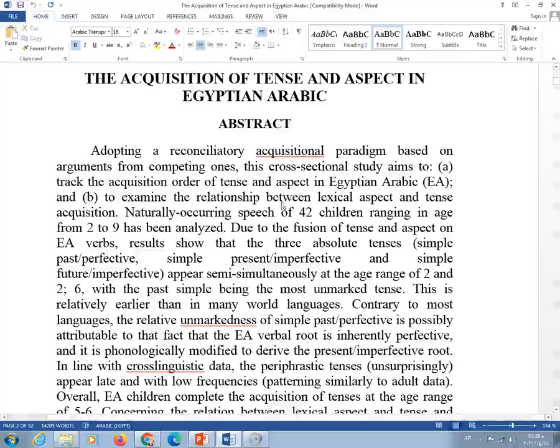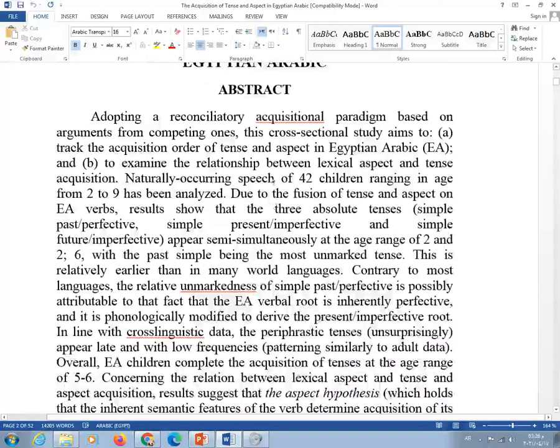Then we have, yes, we want to track the acquisition order of tense and aspect in Egyptian Arabic. This is one of the two aims of the study. And number B, we want to examine the relationship between lexical aspect and tense acquisition.